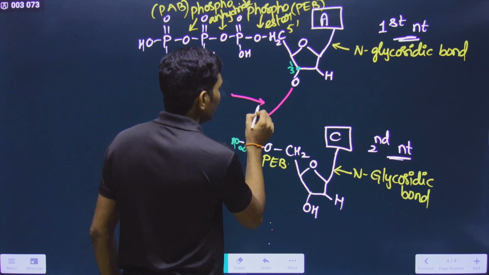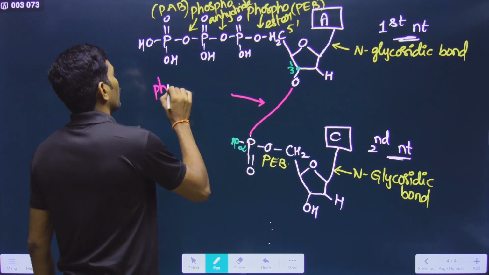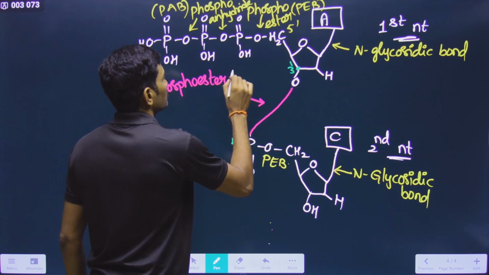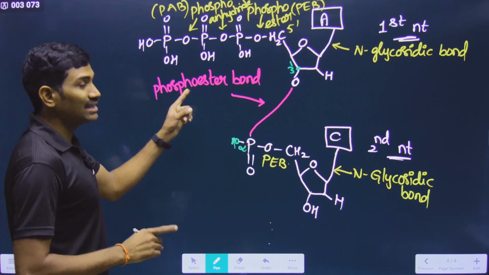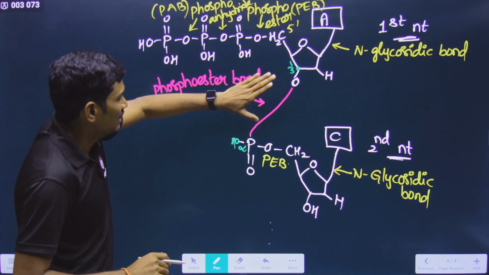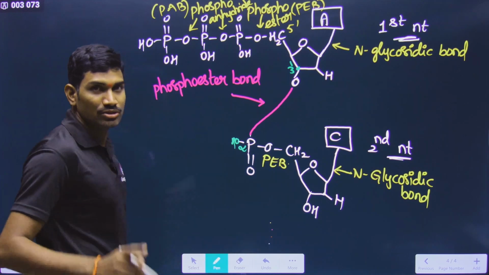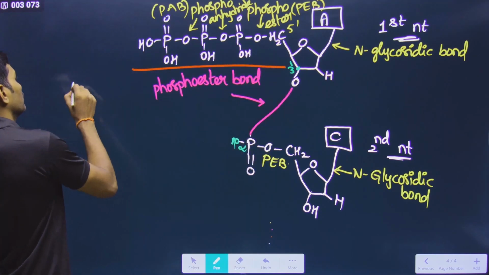And what is this newly formed bond? Only this bond is called a phosphoester bond. It is not diester, it is a single ester. Di means two, so it is a single ester only. This is the phosphoester bond. And now you need to observe the concept carefully. Many students make a mistake here. Now this is the 3' carbon.